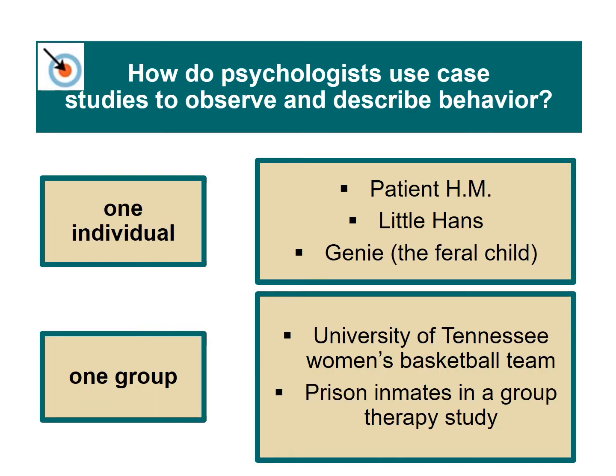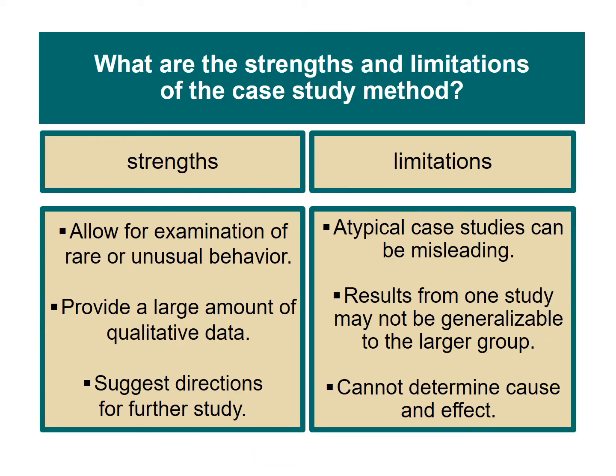How do psychologists use case studies to observe and describe behavior? They can observe one individual or one group. And strengths and limitations. Strengths, it allows for the examination of rare or unusual behavior and provides a large amount of qualitative data. Qualitative meaning anything but numbers, things you can, you think your 5 senses when you think qualitative. And they suggest directions for further study.